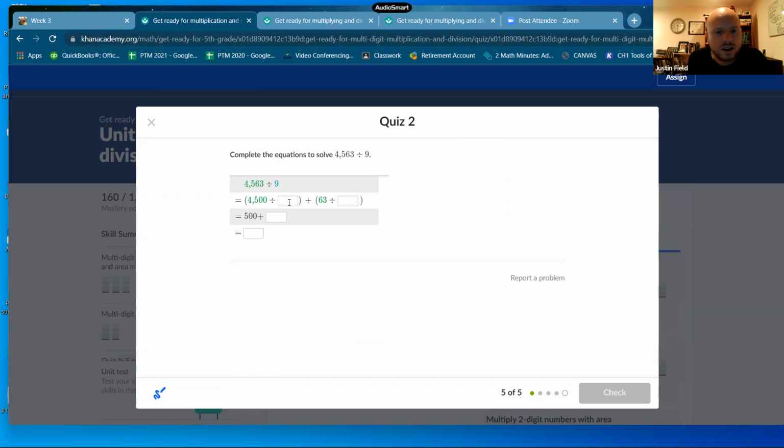And maybe we should do this one, huh? Okay, complete the equation to solve 4,563 divided by 9. So in order to do that, we do 4,500 divided by 9 and 63 divided by 9. So you can break the number apart and divide by 9 separately. Okay, so 4,500 divided by 9 would be 500, and 63 divided by 9 would be 7. And the answer would be 507.